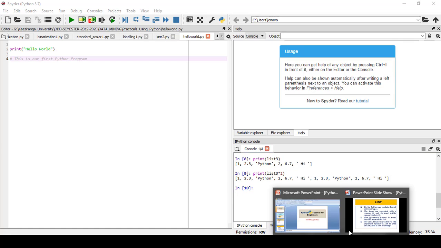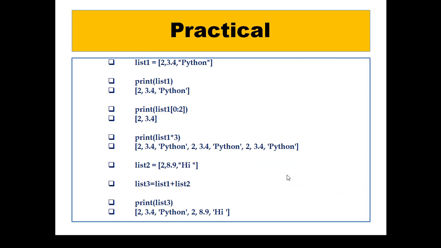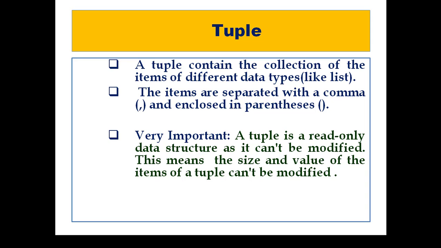Now, so list is very clear to you. Let's go to the next one, that is tuple. Tuple is the same as list, but yes, we do have a difference between tuple and list. A tuple contains a collection of items of different data types like list, and they are separated by comma and enclosed in parentheses. Do remember this. In case of list, we use square brackets to enclose the values, but in case of tuple, we use parentheses. And what is the difference?